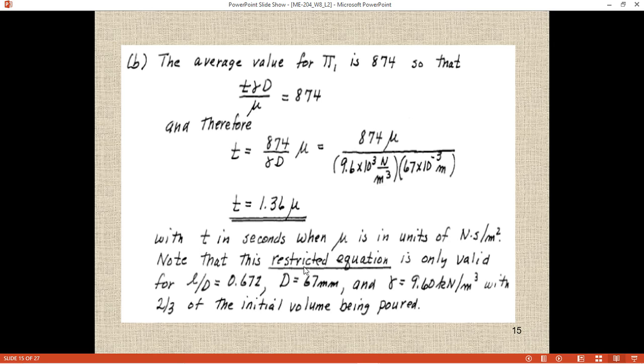Note that this restricted equation is only valid for L over D equal to 0.672, D equal to 67 mm, and gamma equal to 9.60 kilonewton per meter cube, with 2/3 of the initial volume being poured. So this equation is valid only for this case. This is the end of the problem, and the remaining problems we will discuss in the next lecture.